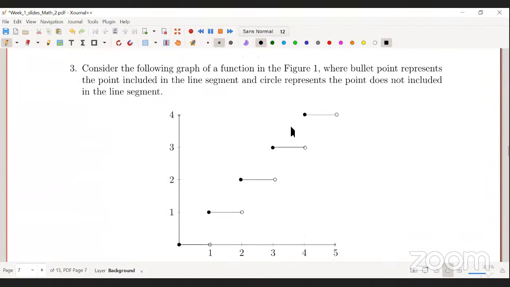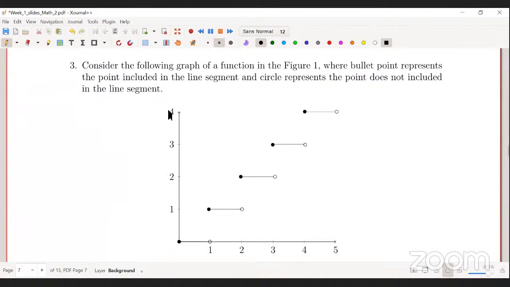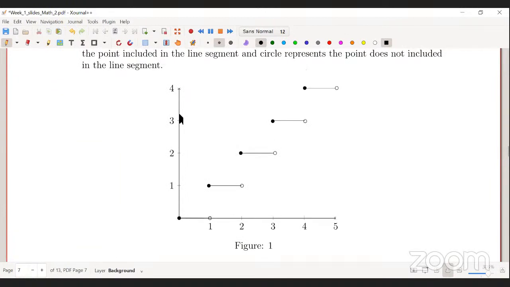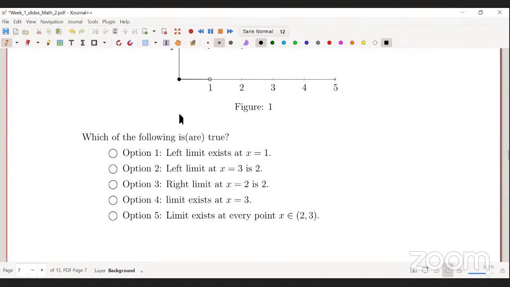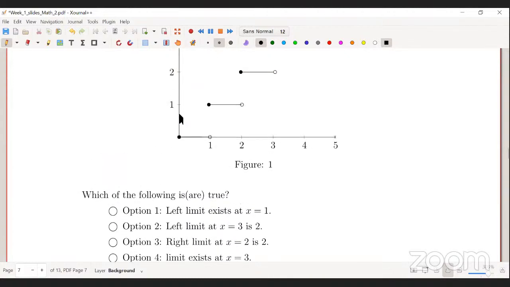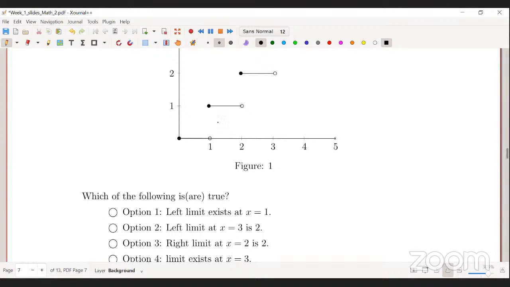So again, a similar kind of function. I guess now you can solve this question easily. This is the graph of the function, and you have 5 options. It's asking which of the following options are correct. The first is: left limit exists at x equal to 1. This is 1, and as you can see, the value of the function is 0, right?